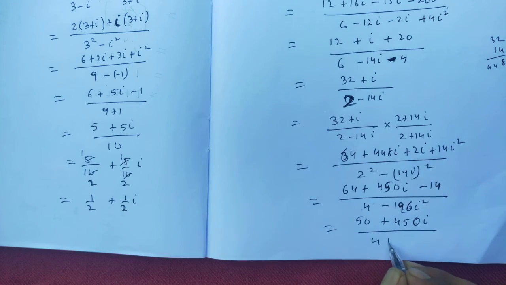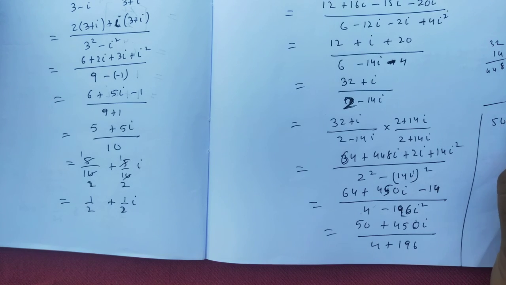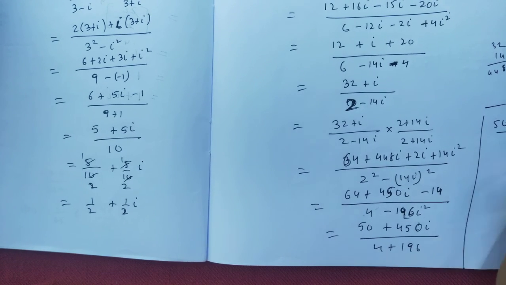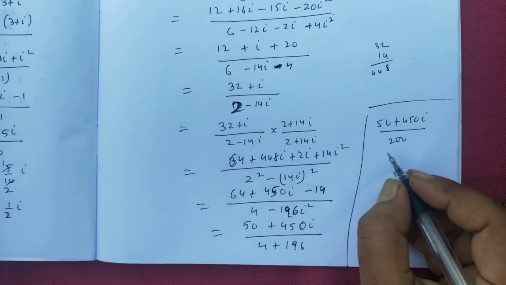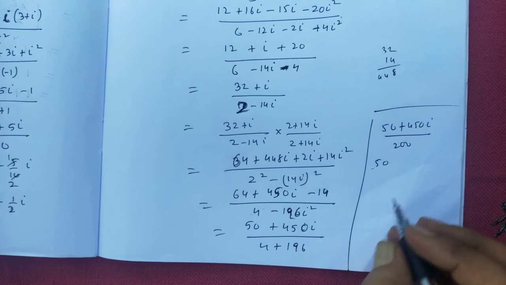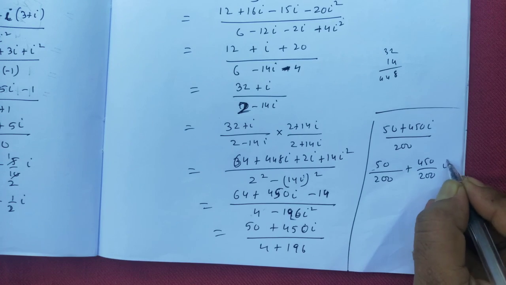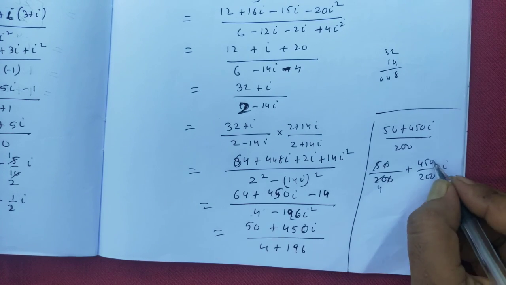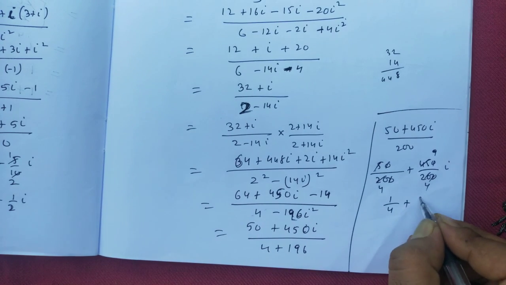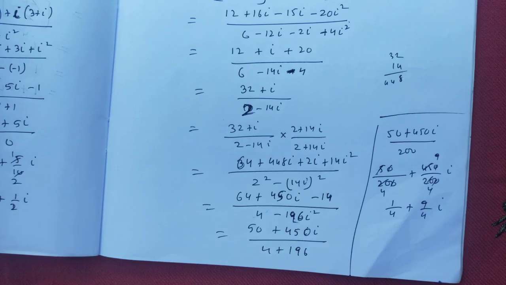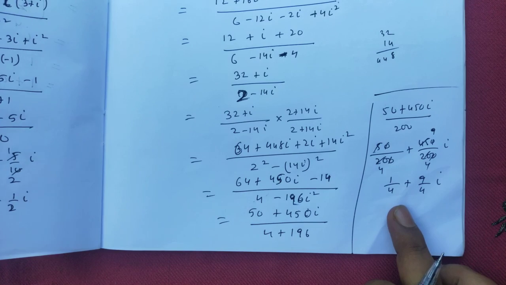This is 4 plus 196. I'm doing here 50 plus 450i by 200, so you can split up 50 by 200 plus 450 by 200i. Cancel it. So 1 by 4 plus 9 by 4i. So you can pause the video and write the solution. Thank you.